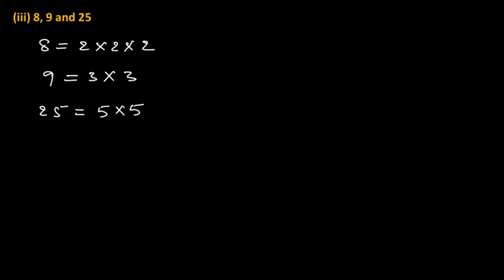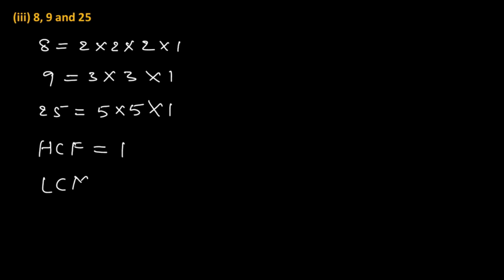8, 9 and 25. Let's do it individually. For 8, 2 into 2 into 2. Of course, we know 2 cube is equal to 8. For 9, 3 square is equal to 9, 3 into 3, and 25. All these are perfect squares and perfect cubes, so you can find the prime factors easily. Are you finding any common factor in these three? No. So if there is no common factor, directly your HCF will be 1.